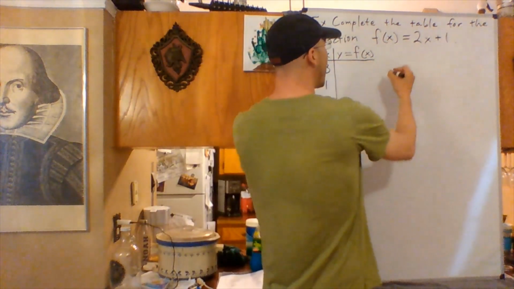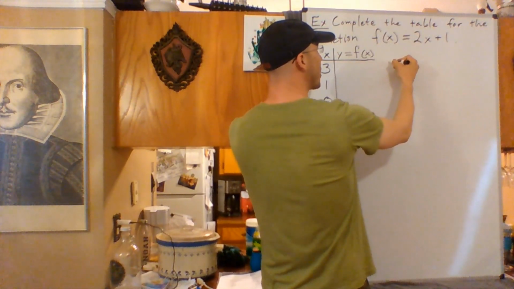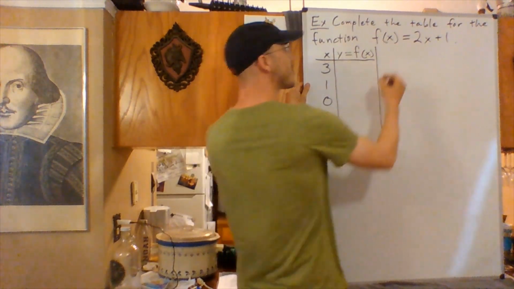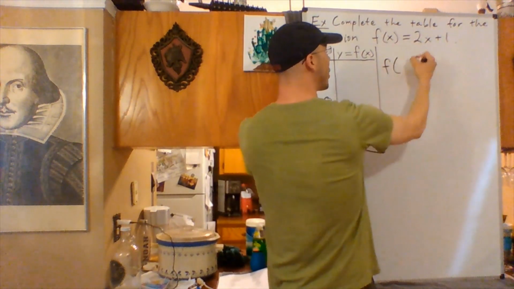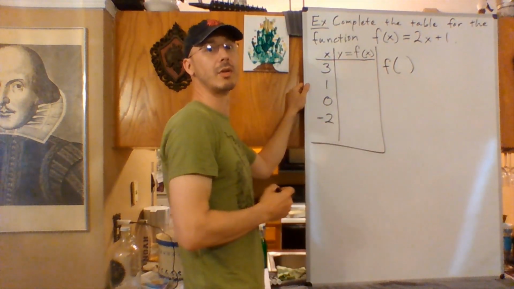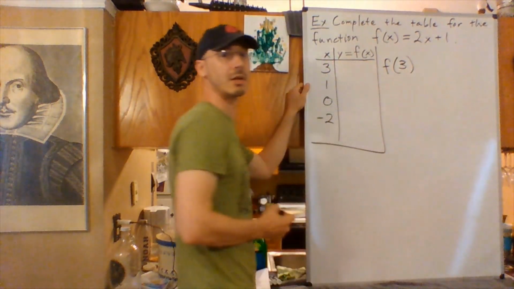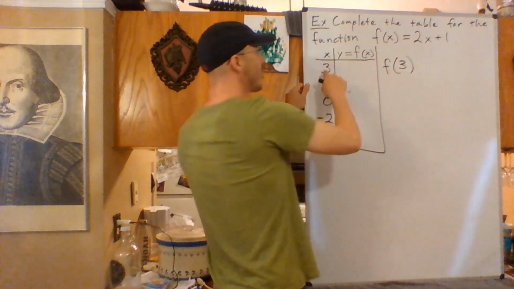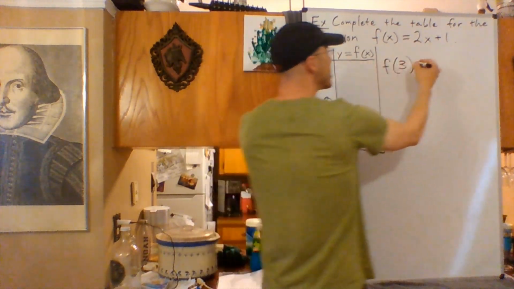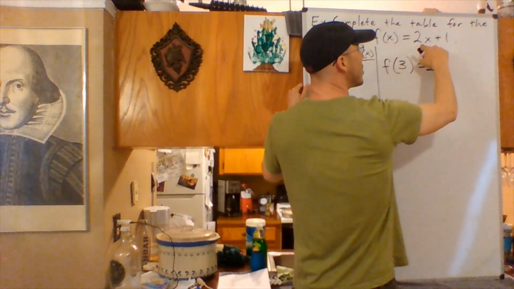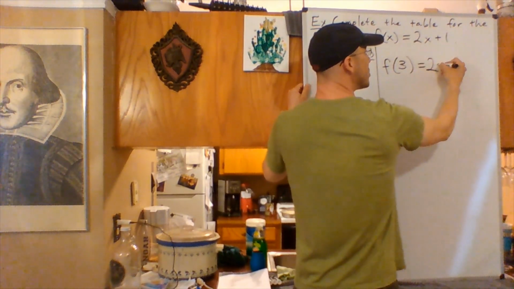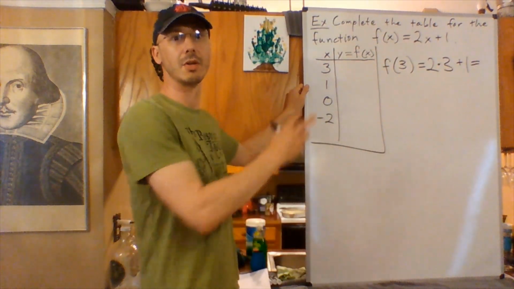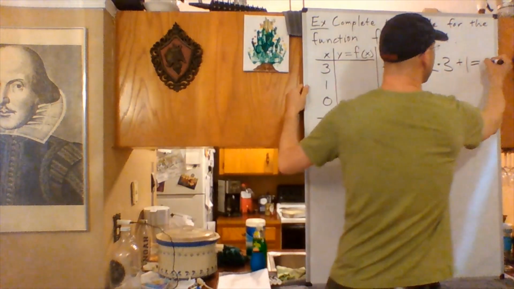So first, and this is how the notation is used, I'm going to draw this off to the side, and then this will be where I'll put all my results. But I'm going to write f of 3. So f of x is 2x plus 1. F of 3 is 2 times x, 2 times 3 plus 1. And that is 2 times 3 is 6 plus 1 is 7.